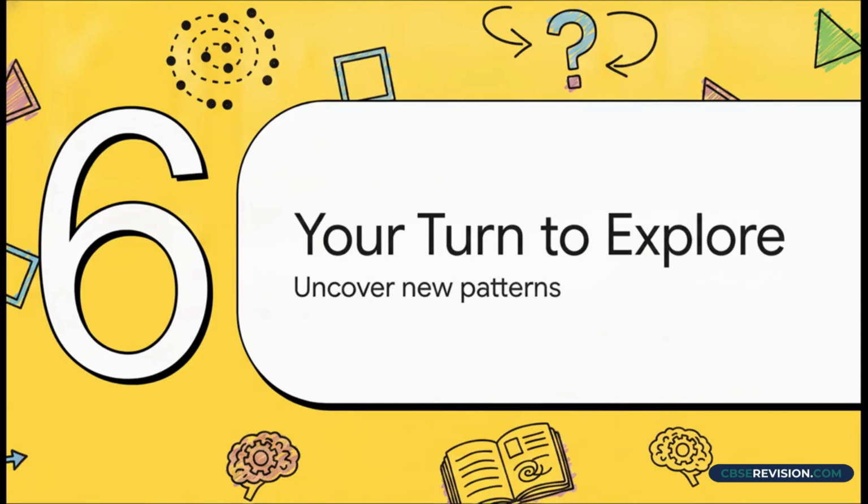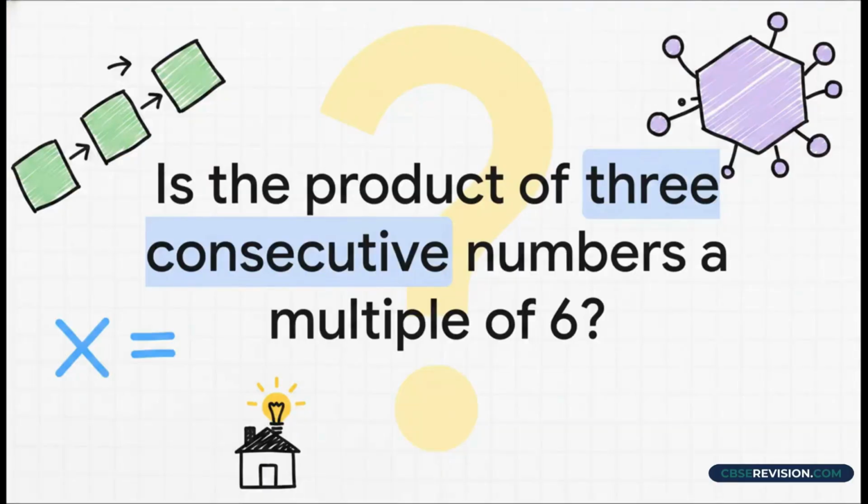And finally, part 6, your turn to explore. Let's see what you can uncover. You have done a truly wonderful job today, and now you have the mathematical tools to go out and uncover your very own patterns. But before we go, I want to leave you with one final question to think about. What about the product, and by product I mean multiplication, of 3 consecutive numbers, like 2 times 3 times 4? Is the answer always a multiple of 6?